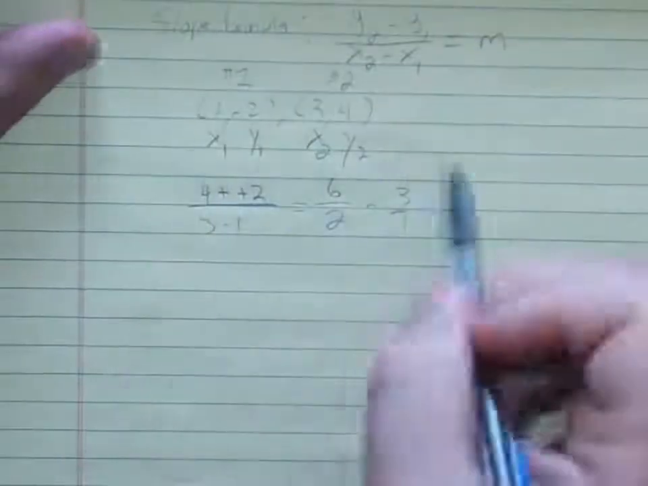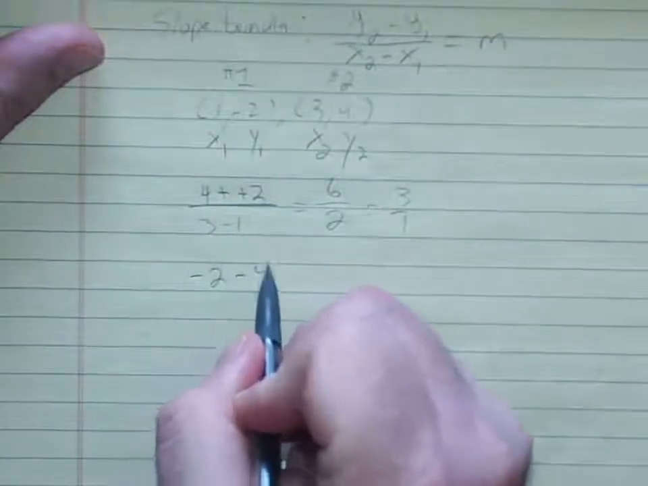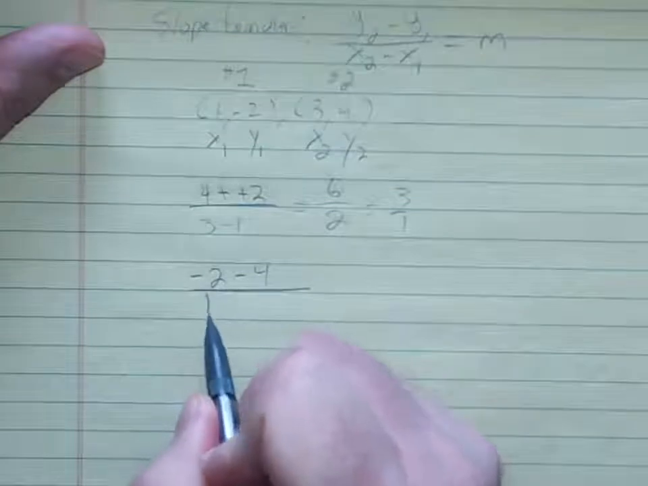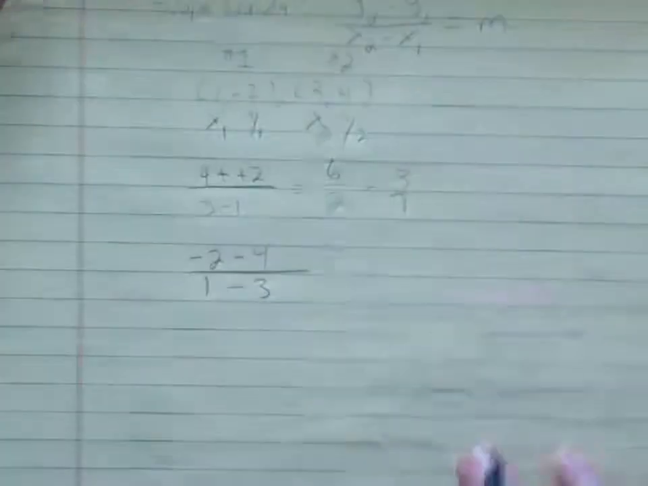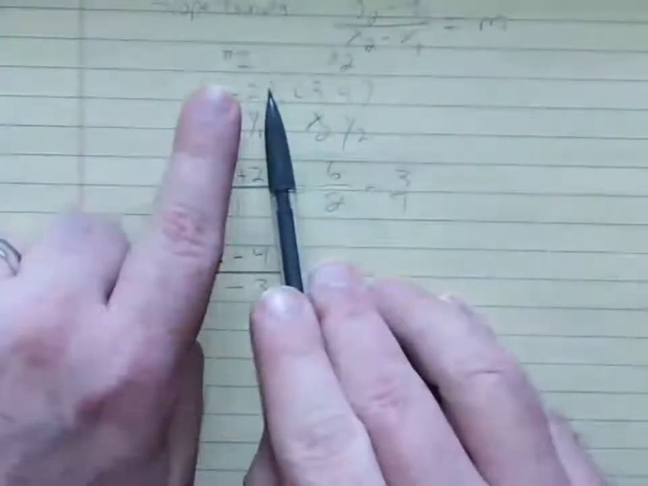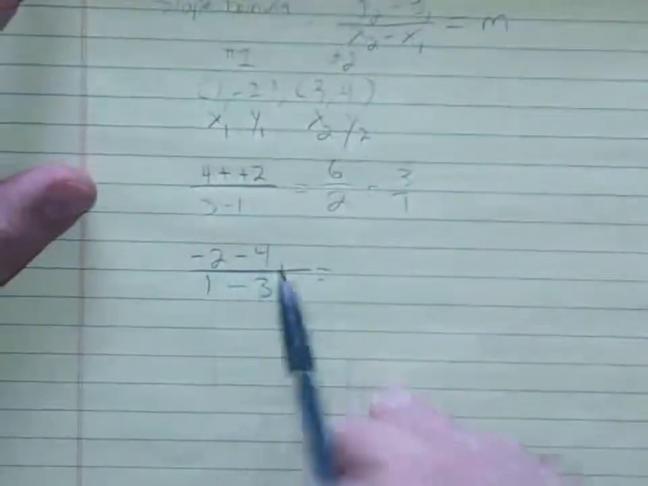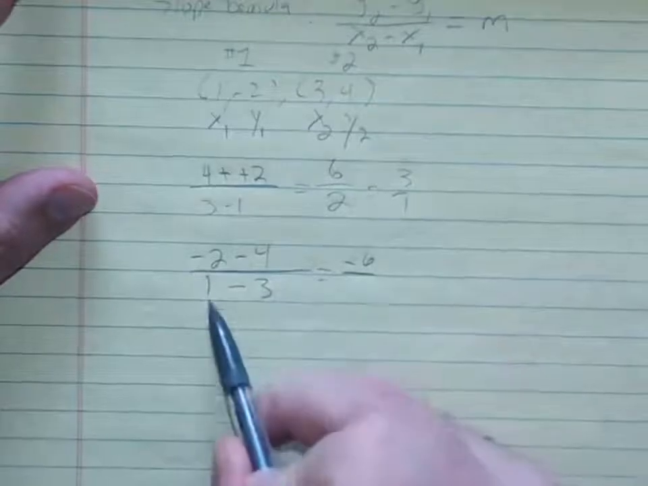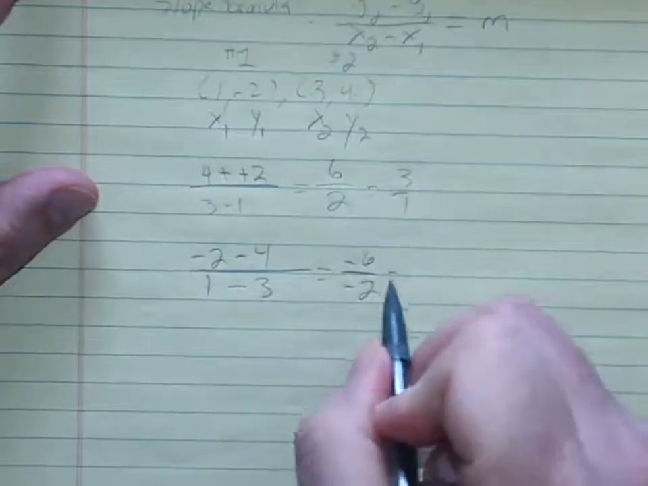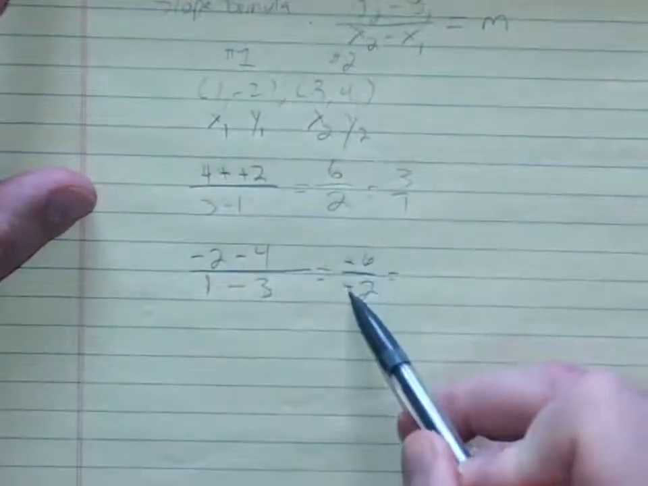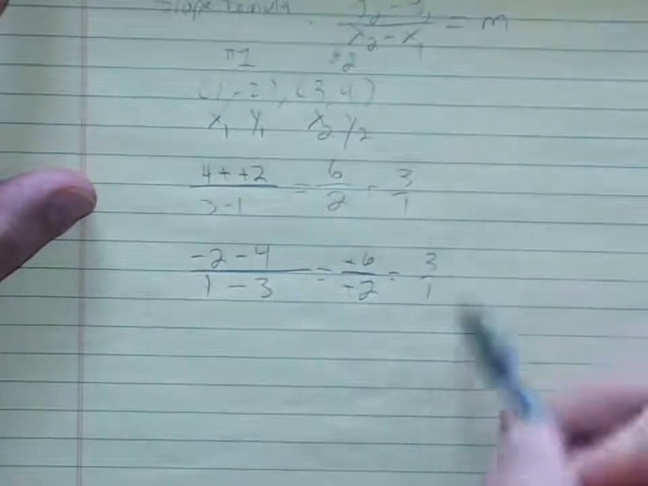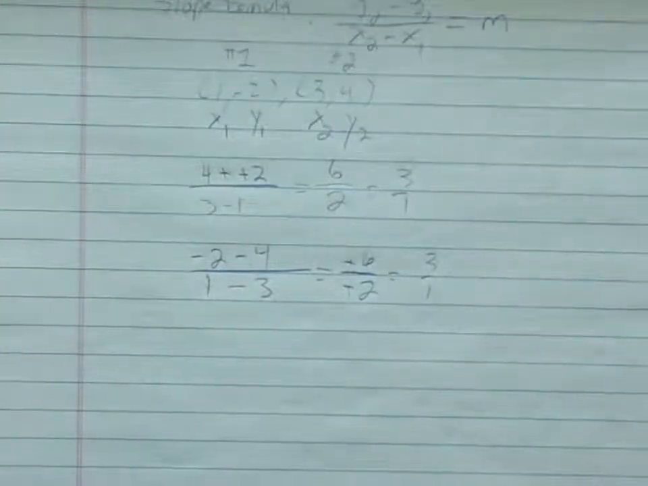Or if you wanted, you could go the other way and do -2 minus 4 over 1 minus 3. That's fine too. I started here and I ended here for both of them. You just have to make sure that whatever point you start with, that same point is on the top and the bottom. -2 minus 4 is -6, and 1 minus 3 is -2. And when you simplify this, the negatives cancel, and 6 over 2 reduces to 3 over 1. You get the same deal. So that's how you find the slope pretty quick.